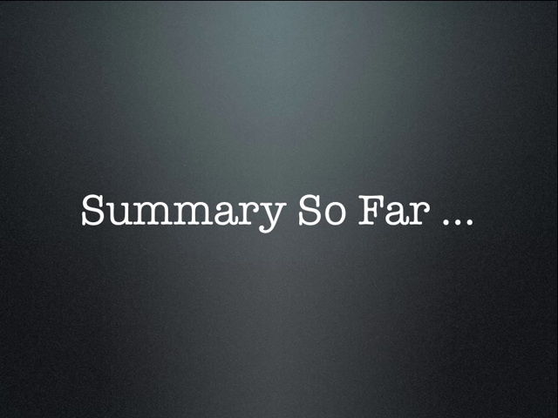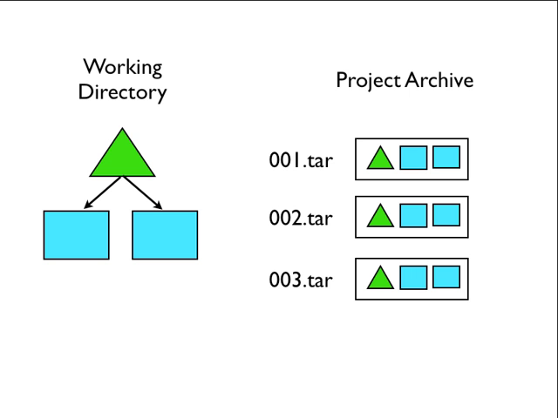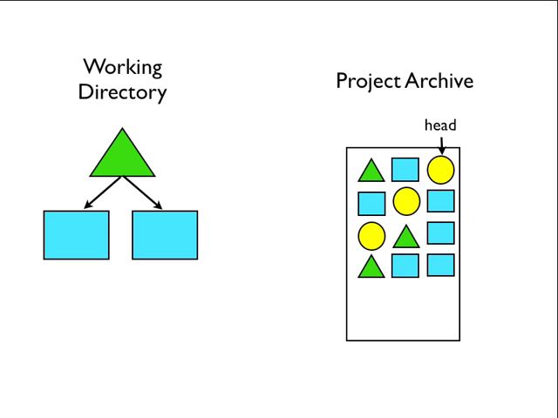So let's just kind of review where we've gotten to so far. We started out with a very simple archive format where we just tarred up some files and shoved them in a directory. And we evolved that to a much more sophisticated project archive that keeps track of individual files along with the manifests that describe the files, along with a little bit of metadata that describes an individual snapshot.